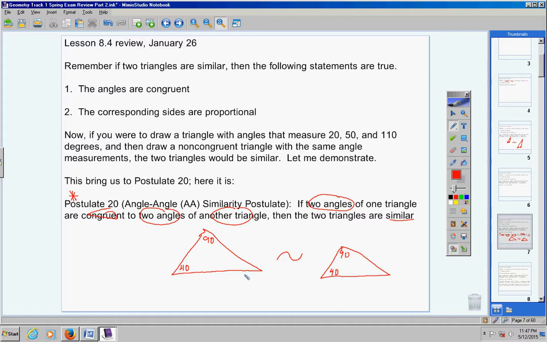Because, guys, we know that the third angle has to be congruent also, because 90 plus 40 is 130. This has to be 50.